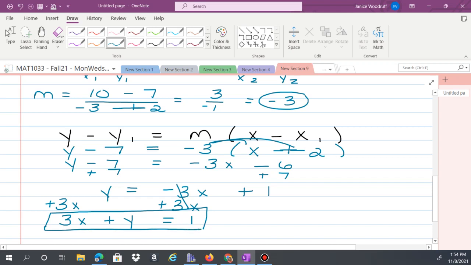Yes. Why we have to do what? Because we want it in standard form, which means we want it in the form where x and y are on the same side. It's just a different form. They're all the same line, just writing it in different forms.